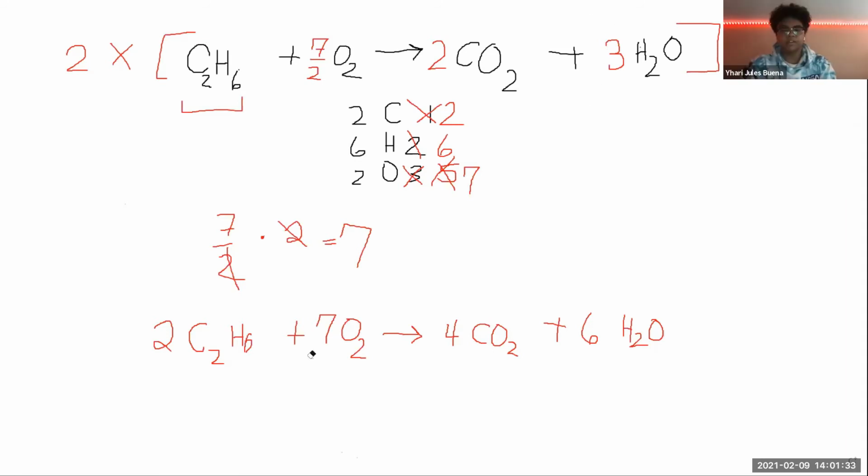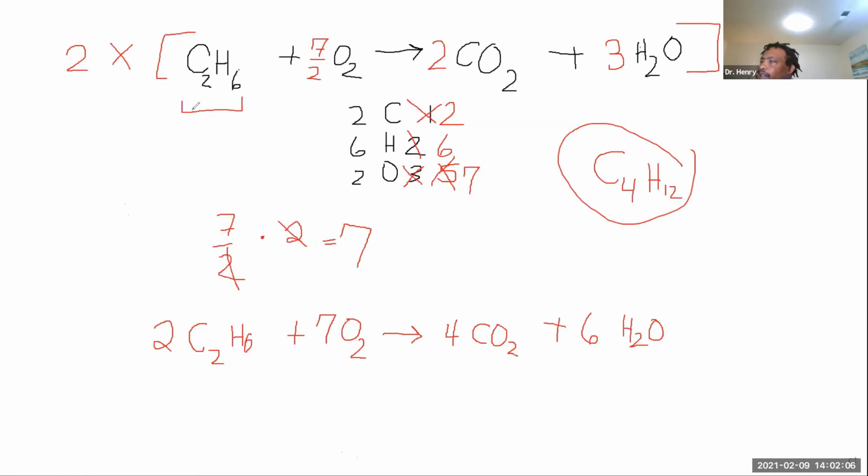Right. Multiplying by 2 is just affecting the coefficients, not the subscripts. Once you know what the chemical is, you never want to change the subscripts, because then that means you're changing the chemical. So if you wrote this, let's say we had this chemical, C4H12, these are two different chemicals. Do you understand? C4H12 is not the same thing as C2H6.